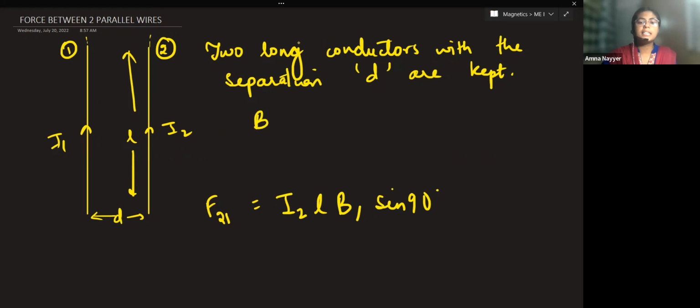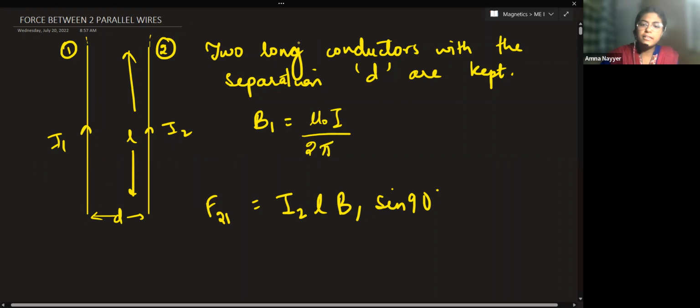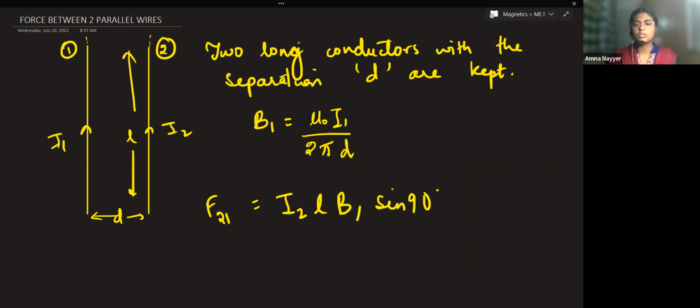So what will be the magnetic field due to the first wire at the second wire? We have done it in the last class. You had the test also, you had given the test. So we had seen that for an infinitely long wire, it's mu naught I divided by 2 pi r. So here current is I1, so it will be mu naught I1 divided by 2 pi, and instead of r, you have d here. This will be the formula for the magnetic field due to the first conductor.